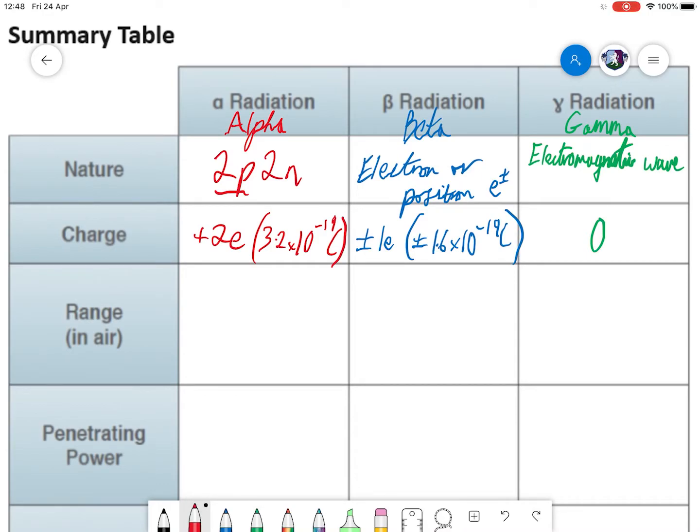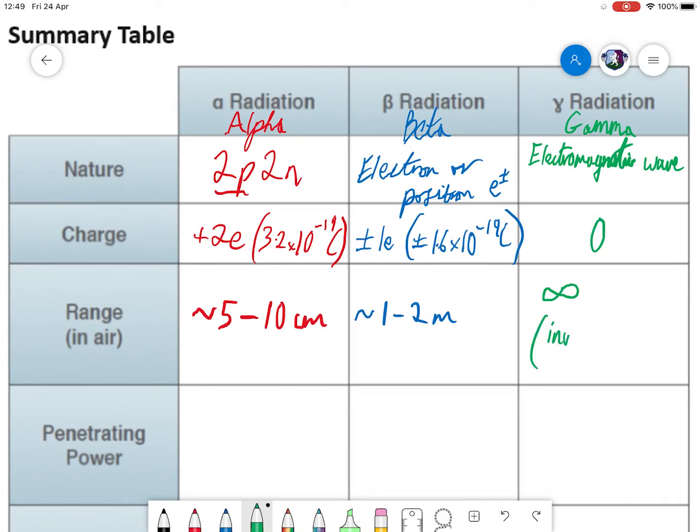When considering the range in air, what we're actually talking about is how far in air can these radiation forms travel before they are absorbed by particles in the air. So alpha can only reach roughly 5 to 10 centimeters at a maximum, whereas beta will be able to travel 1 to 2 meters. Now, that's the normal safety guideline for doing experiments in the lab with radioactivity. So 2-meter distance, just in case, really.